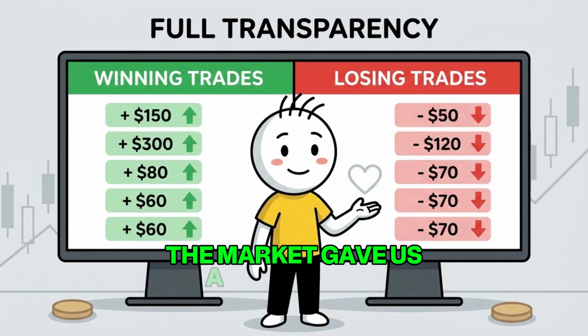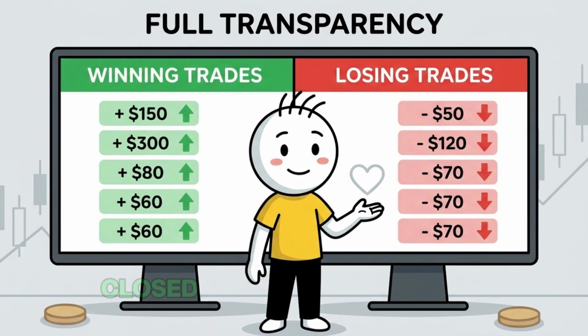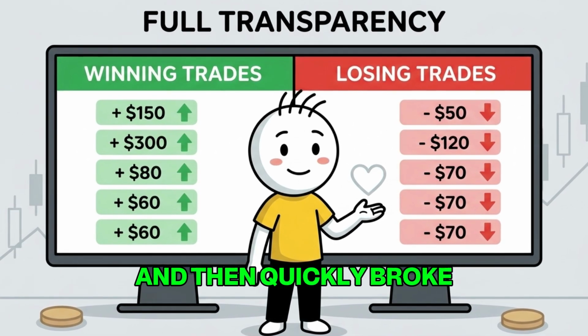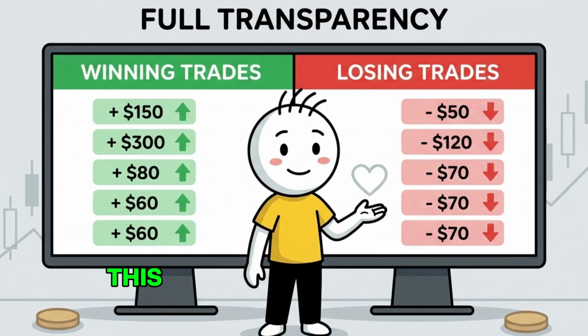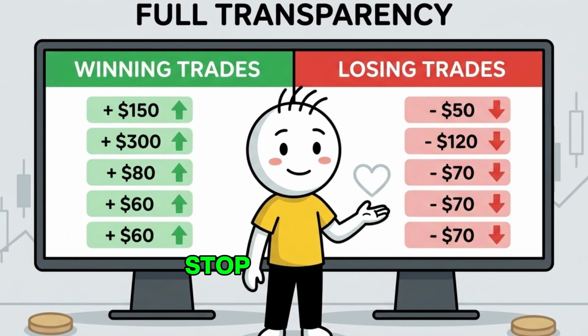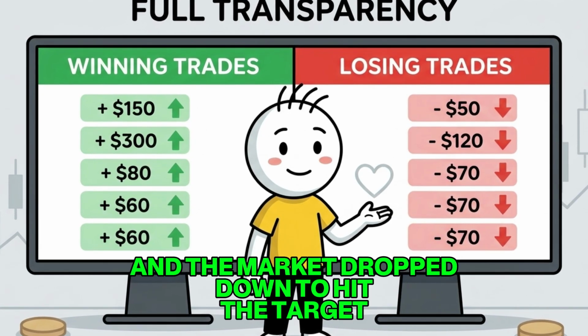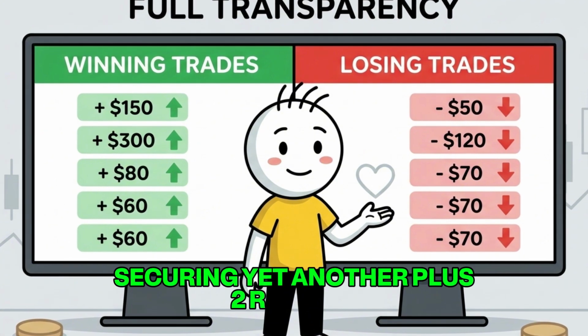Incredibly, the market gave us a third setup on that exact same day. The price pushed right back up, closed above the range high, and then quickly broke back inside the boundaries. This signaled another valid short entry. I set the trade up exactly the same way, stop loss at the high, take profit at twice the risk, and the market dropped down to hit the target, securing yet another +2R profit.